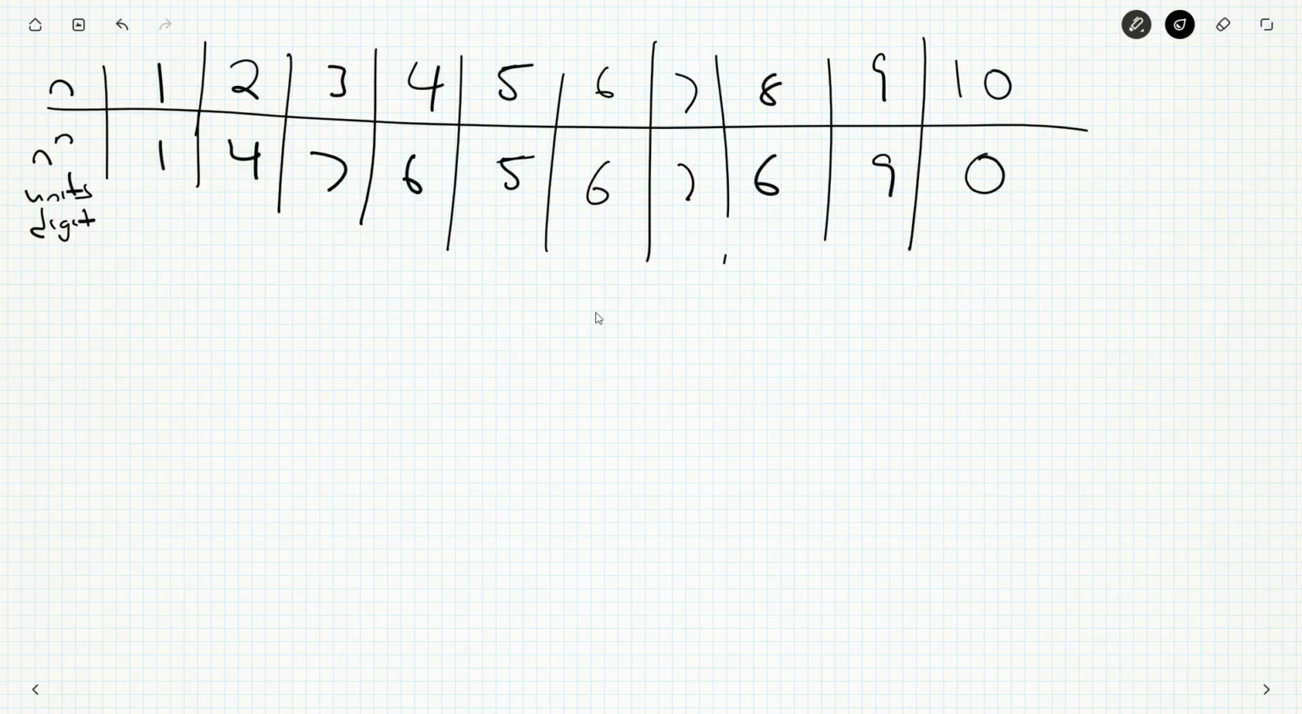Now, 11 to the 11, are you too big for my calculator's display? Yes, you are. And I'm willing to bet that that's not entirely a coincidence. Not specifically that it's 11, but that pretty quickly we lose the calculator display.